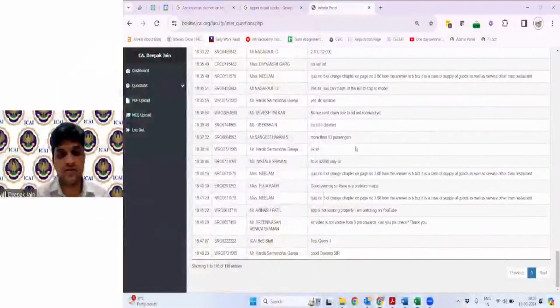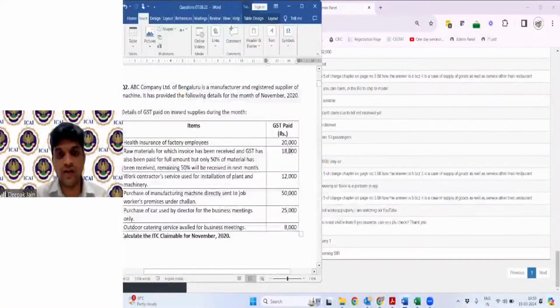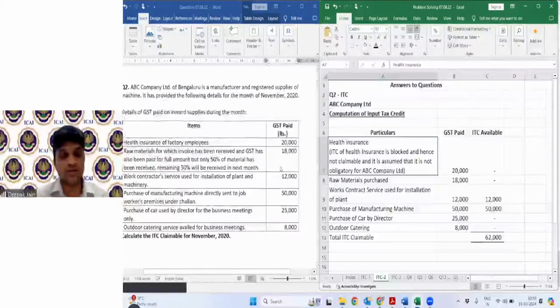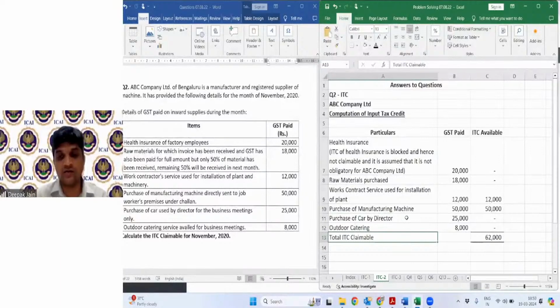So sorry students for the technical issue. We have solved the first question and the second question. You had understood this. Now we'll proceed with the third question.